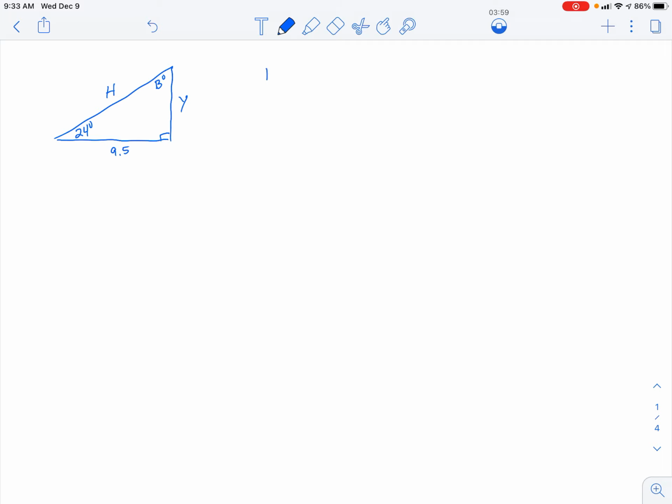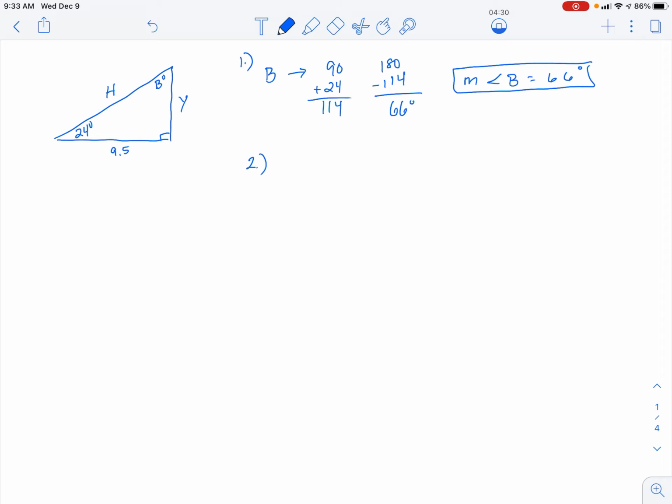Well, B is kind of easy to find, isn't it? The measure of B. So this is going to be the first thing I would do because that's the easiest one. So to find B, we know that the sum of the measures of the angles in any triangle is 180 degrees. So I know I have a right angle, which is 90 degrees, and I have a 24-degree angle. I can add those together and then subtract from 180, and I would end up with 66 degrees. So the measure of angle B is equal to 66 degrees in this case. Easy peasy.